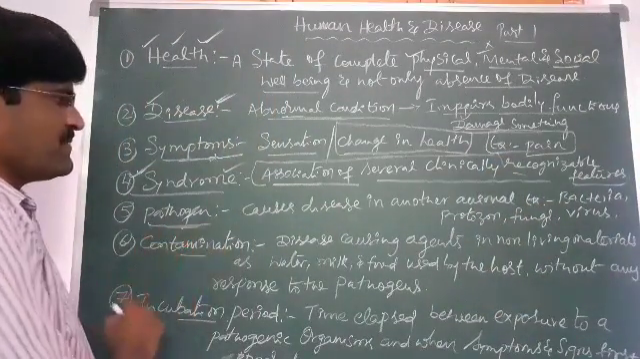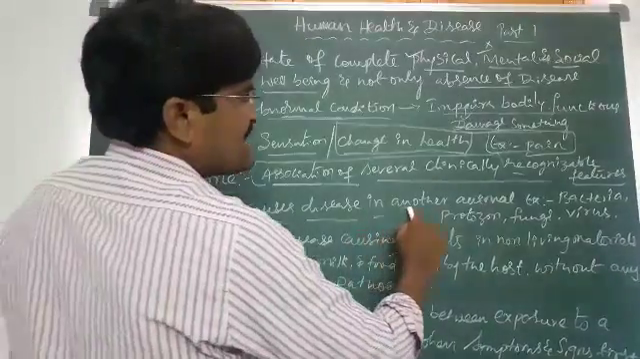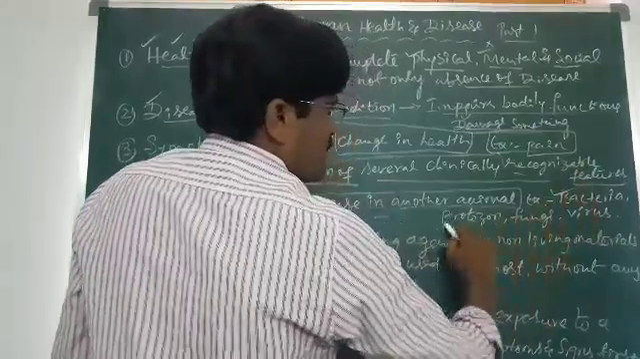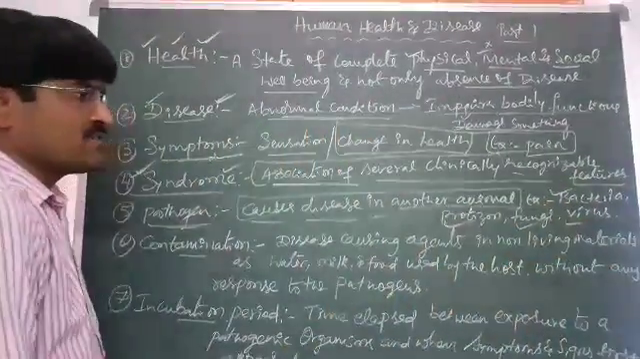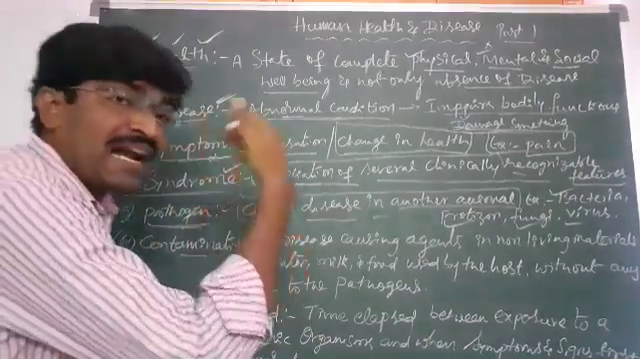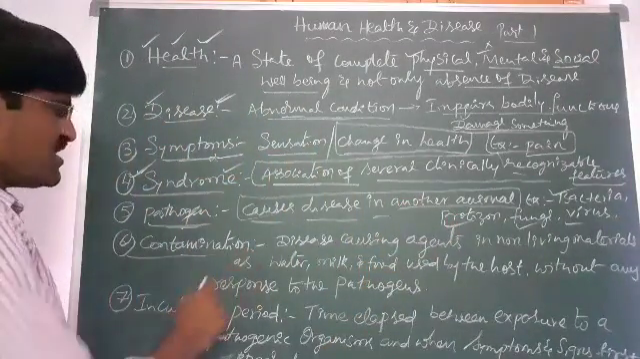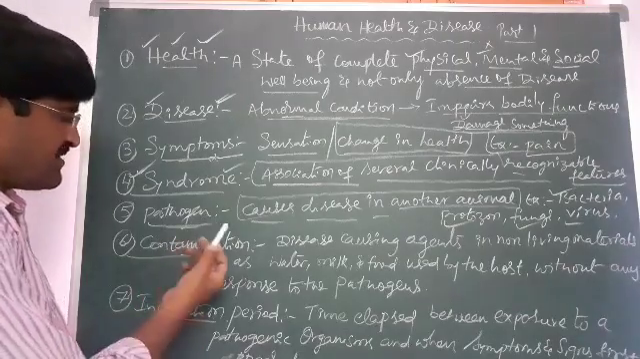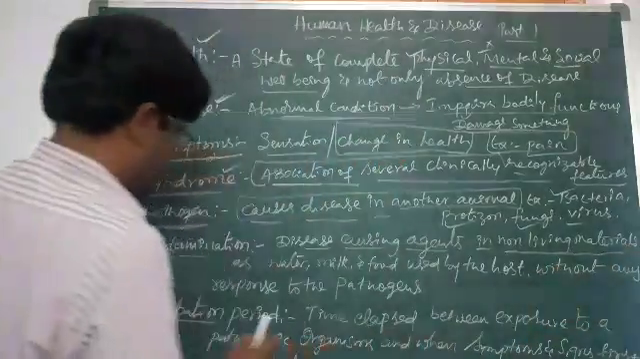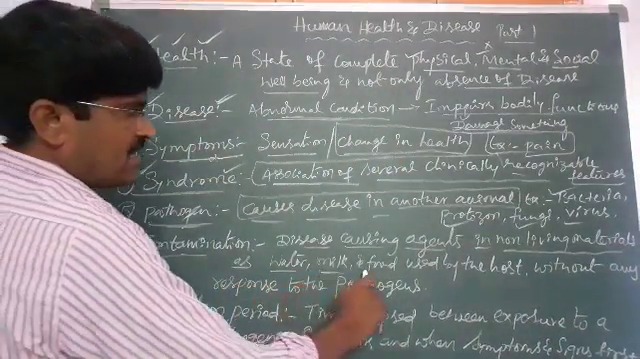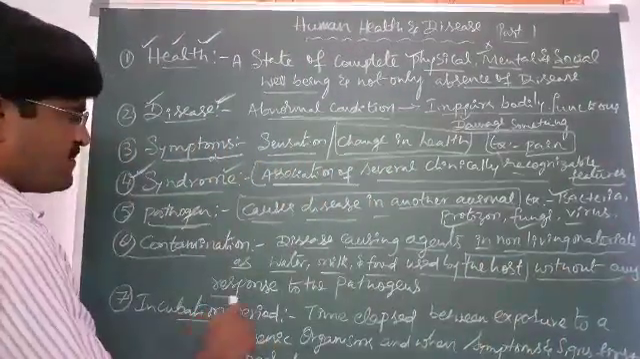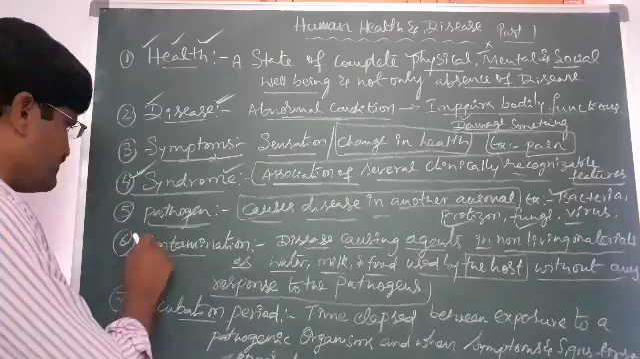Next is pathogen: the agent that causes disease in another animal, whether it is bacteria, protozoans, fungi or virus. Those pathogens may cause diseases in another animal. The sixth is contamination, defined as disease-causing agents in non-living materials such as water, milk and food used by the host, without any response to the pathogen. That is the meaning of contamination.